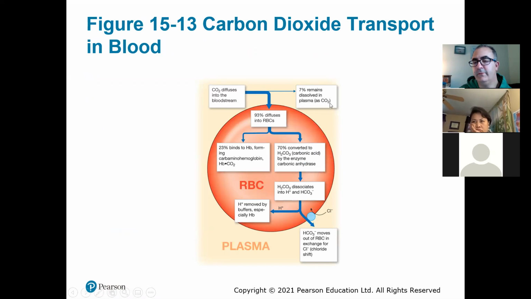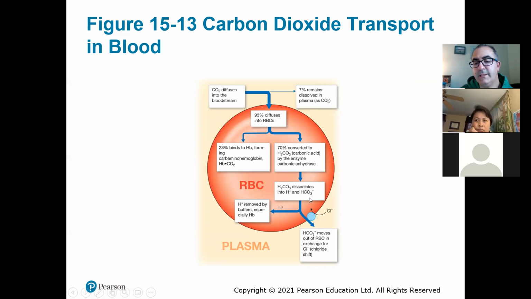About 7% just dissolves in the plasma. Doesn't even bind to the red blood cell. But about 93% diffuses into the red blood cell. So this 7% goes right into the plasma. Of that 93%, 23% binds to hemoglobin, right? And the red blood cell carries it back to the lungs and lets go of it, and you exhale it. But about 70% of it is converted by an enzyme to carbonic acid. And then carbonic acid, H2CO3, breaks apart into H pluses and HCO3 minuses.